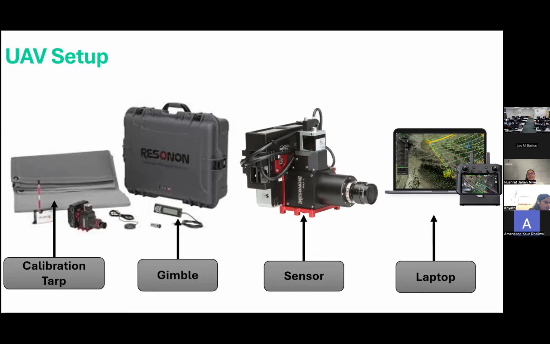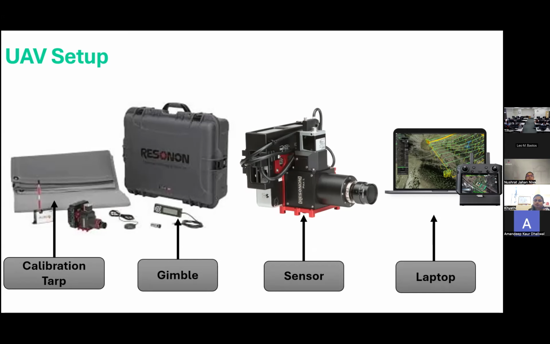Then the gimbal. We all know that the gimbal helps us to stabilize the sensor, because in the field the UAV moves a lot. We can't control wind and everything, but at least the gimbal helps to stabilize the sensor. It always keeps the sensor looking at the nadir position.